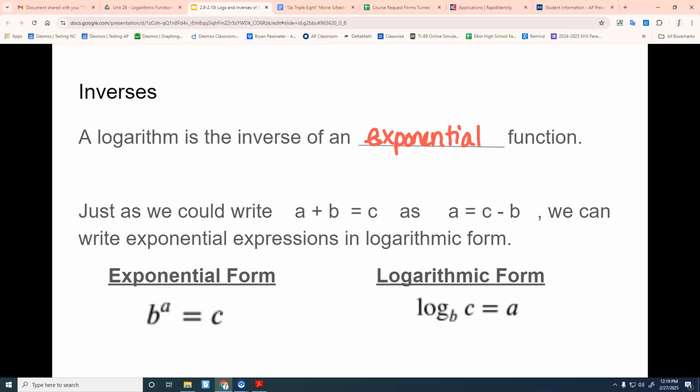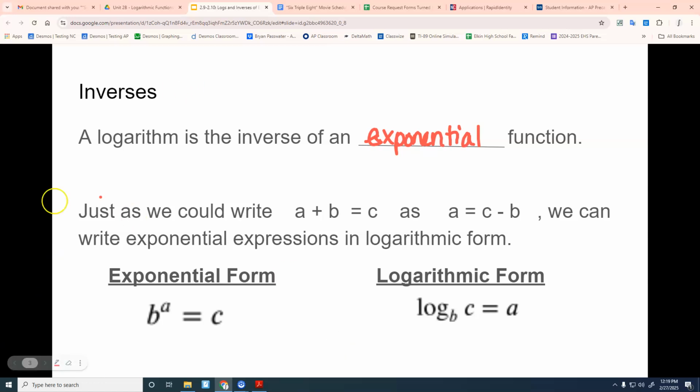Exponentials and logs are inverses. This, for me, is the best way to think about logarithms. A logarithm is how we undo an exponential. If we think about that first slide that we did, you could see that there was that relationship.